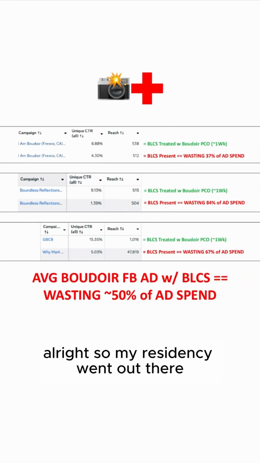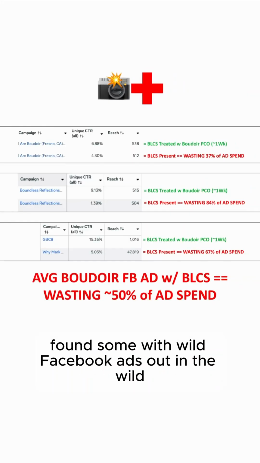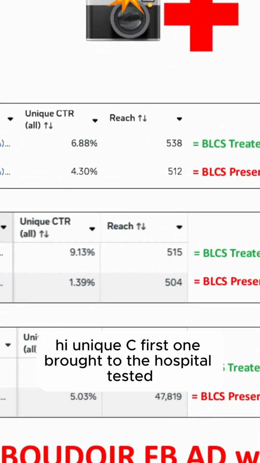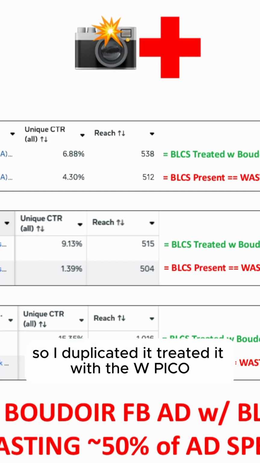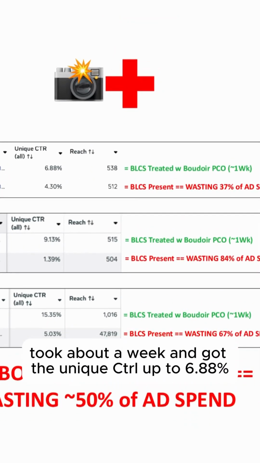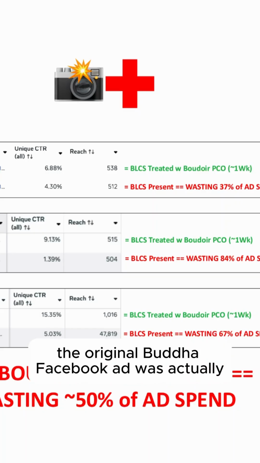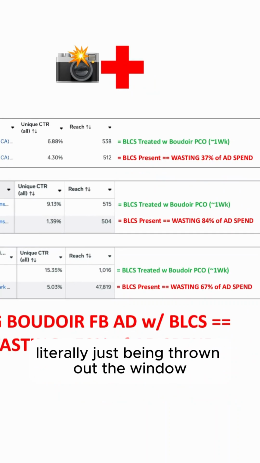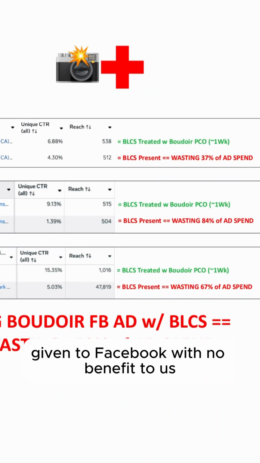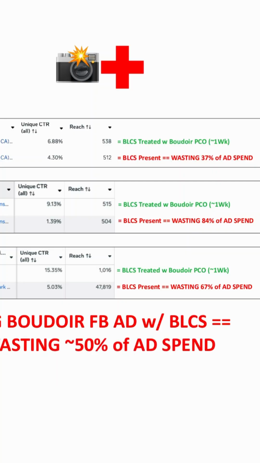All right, so in my residency, I went out there and found some Boudoir Facebook ads out in the wild. Had a first one, brought it to the hospital, tested it, and it had a unique CTR of 4.3%. So we know BLCS is present. So I duplicated it, treated it with Boudoir Pico, took about a week, and got the unique CTR up to 6.88%. So we found out the original Boudoir Facebook ad was actually wasting 37% of ad spend, literally just thrown out the window, given to Facebook with no benefit to us.